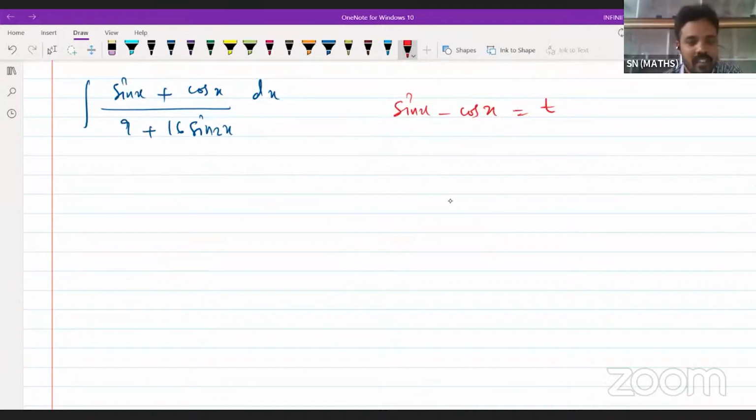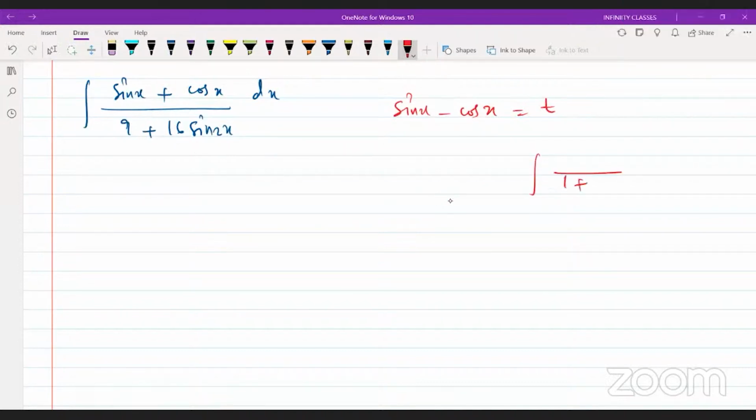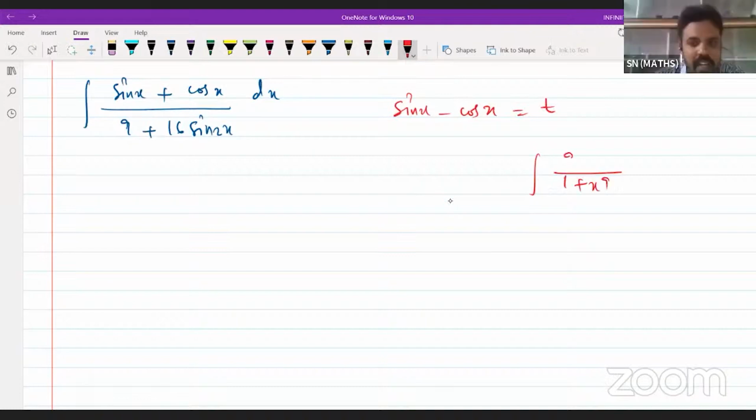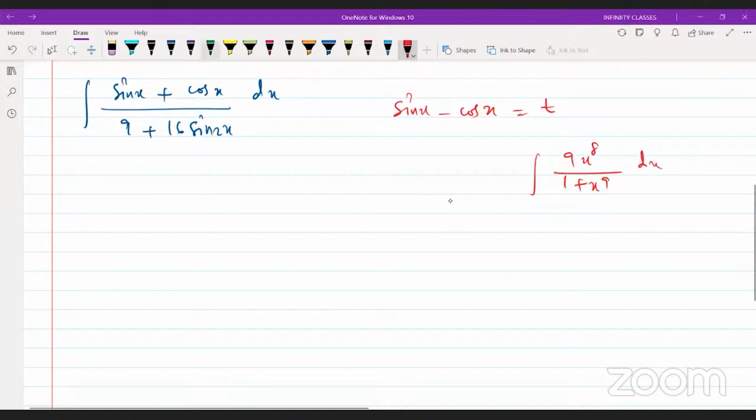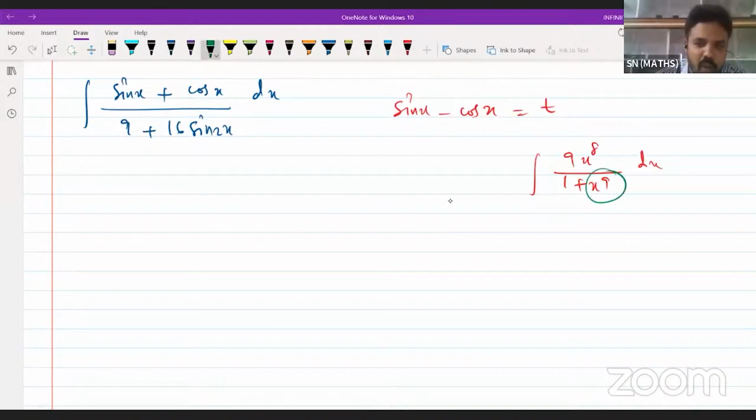Generally, for example, take 1 by x power 9, and here, for example, 9x power 8 is there, dx. Everyone knows that if you keep x power 9 as t, or 1 by 1 plus x power 9 as t, we will get the numerator as dt. But in this question, there is no sin x minus cos x, but we have to do it. That is the point here. I will tell you why.